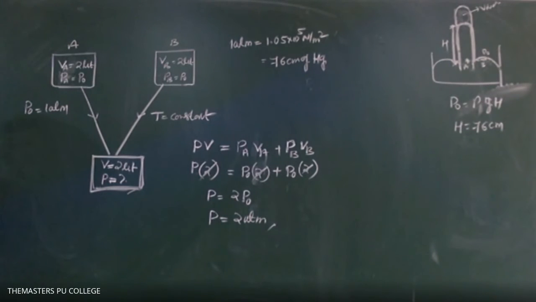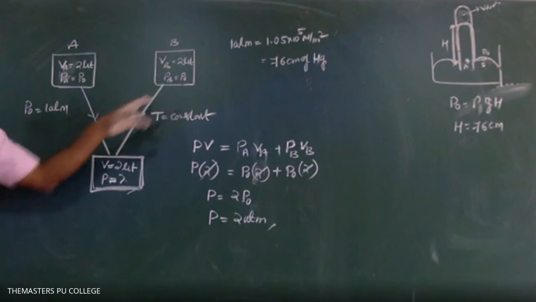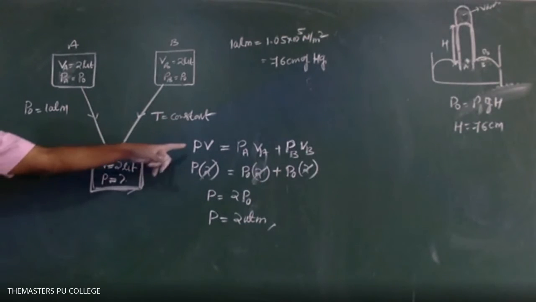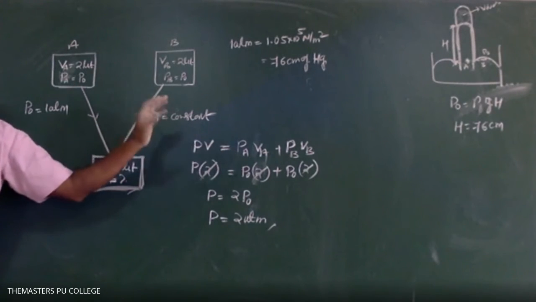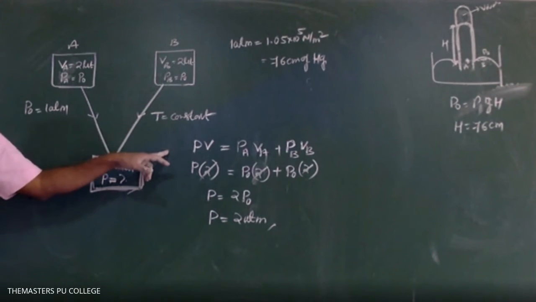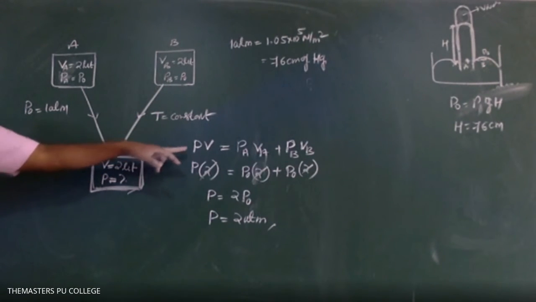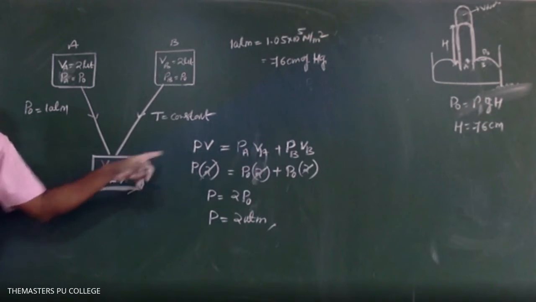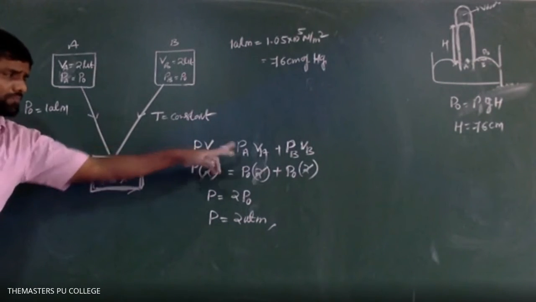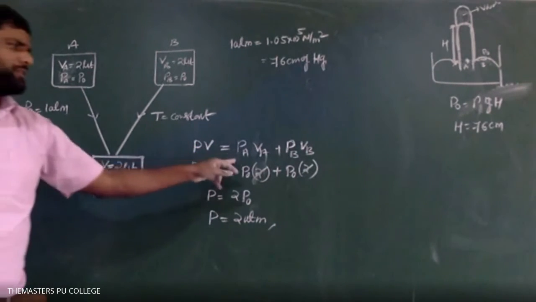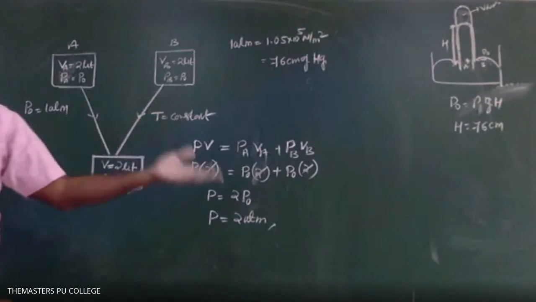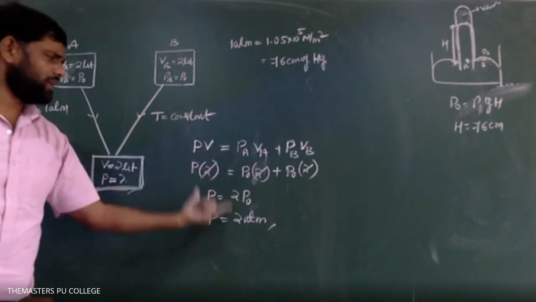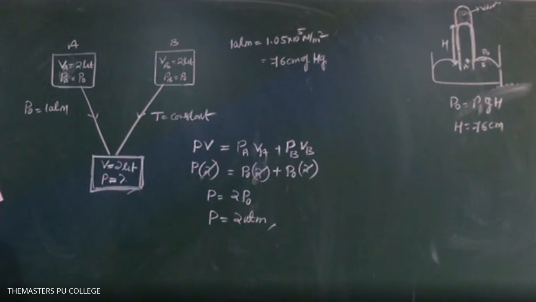Okay, got it, this one. So just these two are mixed together, and the temperature is constant. Otherwise we would have to go for PV by T. Here they told that temperature is constant. So that's why we can write the product of the resultant pressure and resultant volume is equal to the sum of the product of the pressure and volume of the first gas plus the product of the pressure and volume of the second gas. Like this we can use it.